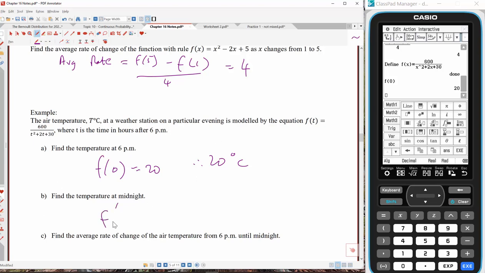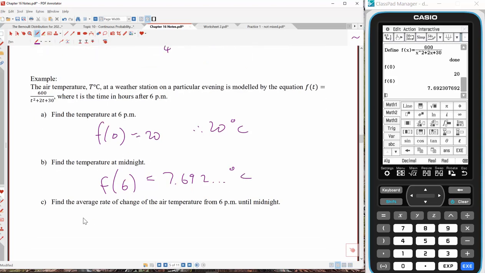So we're going to do f of 6, which is 7.692 degrees Celsius. Find the average rate of change in the air temperature from 6 p.m. until midnight. Now note that f of 0 is 20, f of 6 is 7.6. So what's happening here is that it's gone down from 20 to 8 degrees. And notice that that's going to be a negative gradient. So the average rate of change here is going to be negative.